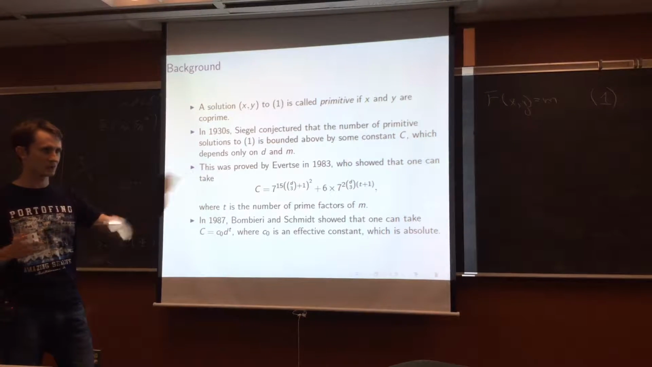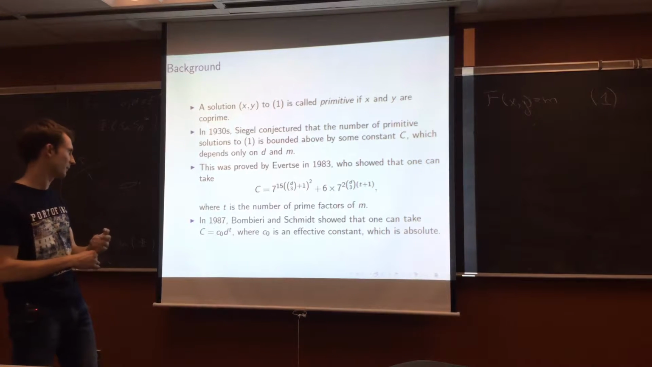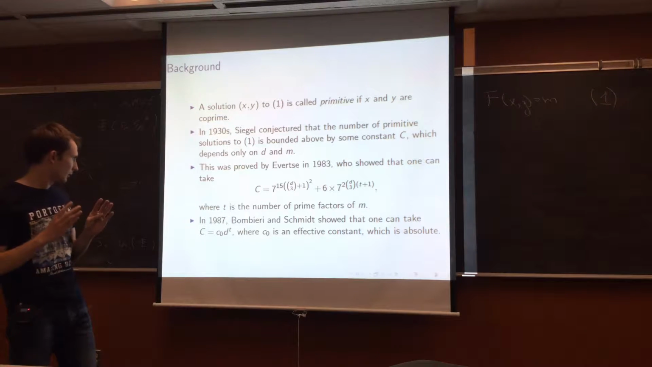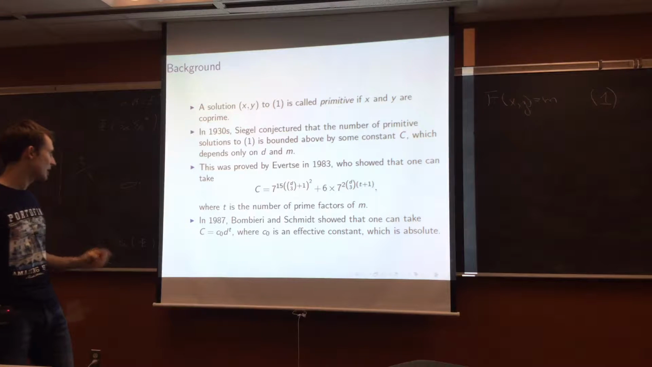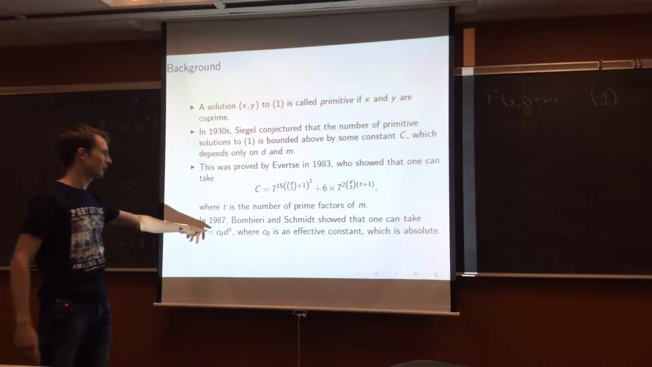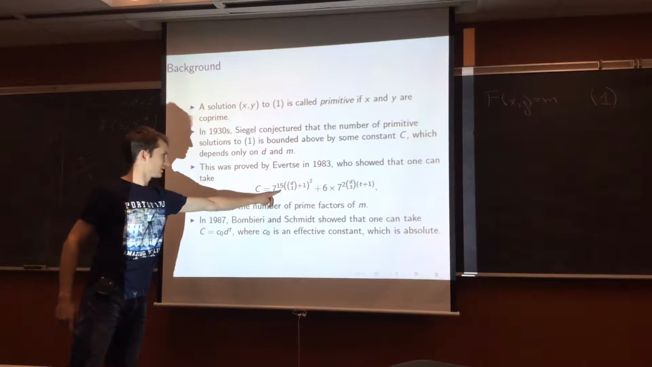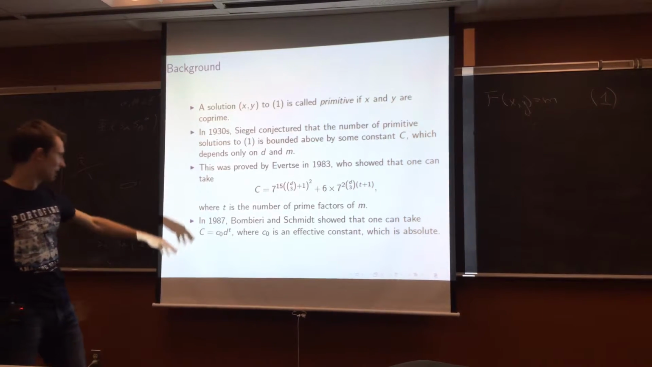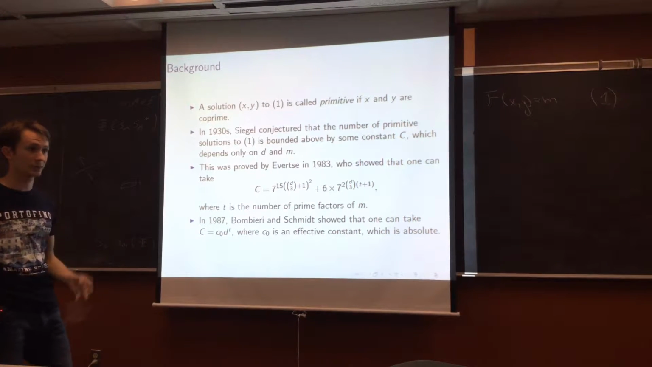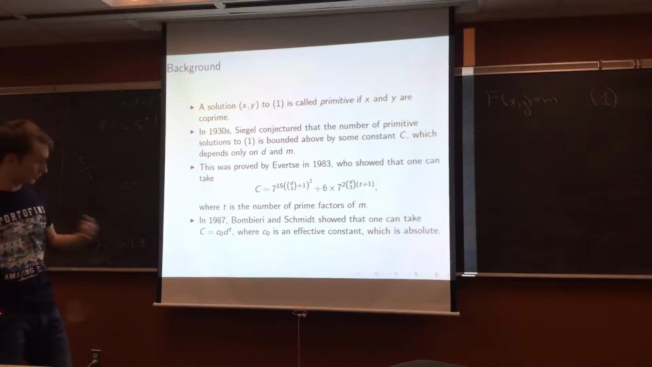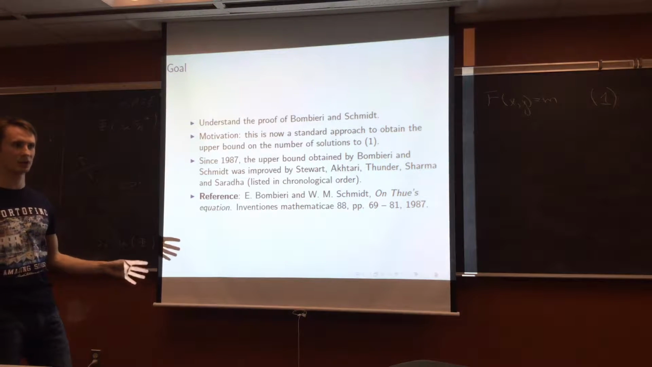Throughout this talk, I'll be using t, and t always denotes the number of prime factors of m. In 1987, Bombieri and Schmidt showed that, in fact, we can take a constant c of this form. So we just moved d, appearing in the exponent, down. Now it's d to the power of t, and the constant c0 is absolute. That's what I'm going to try to do in this talk: explain to you the proof that Bombieri and Schmidt did.